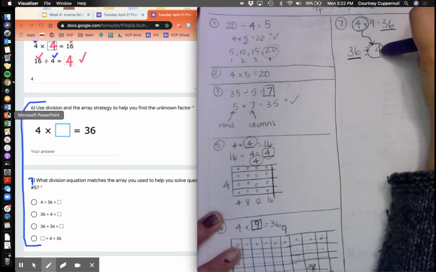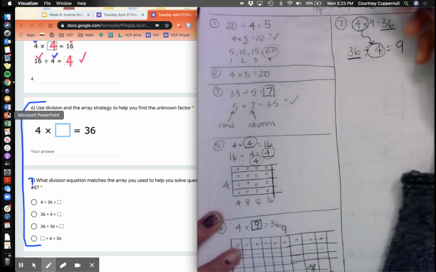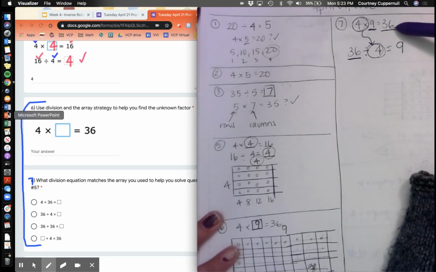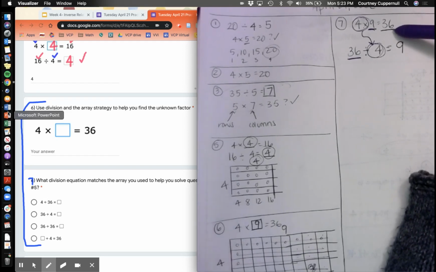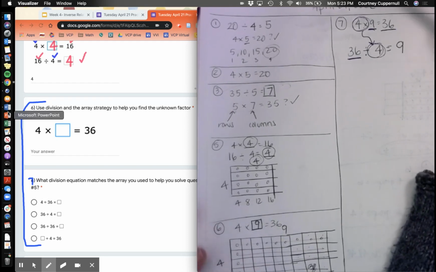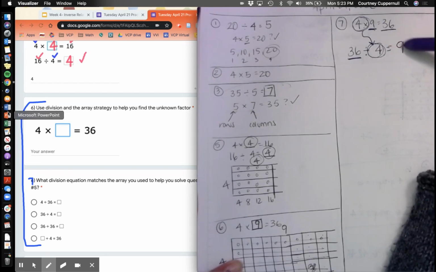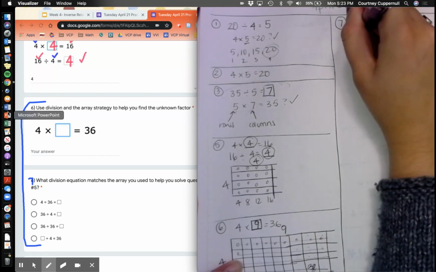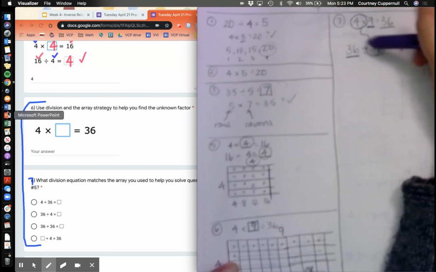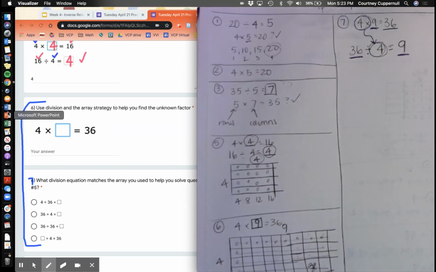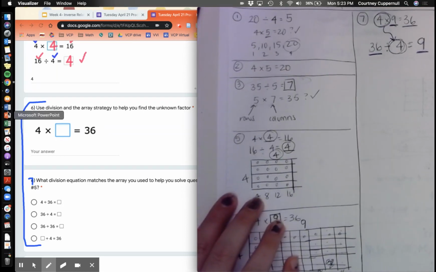Since there were 4 groups of 9 up here, when I take that same 36 total, maybe I got that 36 boxes, maybe that was a brownie that I was splitting up. So if I have 36 pieces here and I split them into 4 groups, I will have 9 pieces in each group. Just like here, because it says 4 groups of 9 equals 36, 36 split into 4 groups, we'll have 9 in each group. So lots of different ways we could use to solve that.